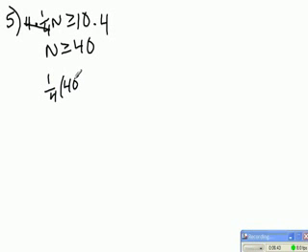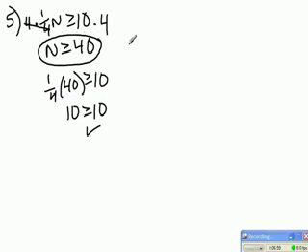If I do 1/4 times 40, greater than or equal to 10. 40 times 1 divided by 4, or 40 divided by 4 times 1. Either way, I'm going to get 10 greater than or equal to 10. That is true, so this is correct.